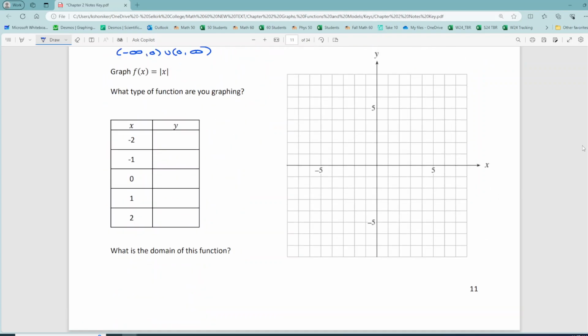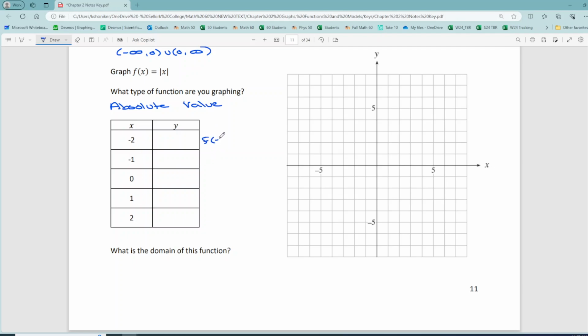The last graph that we're going to do is this one. This is called an absolute value graph. Now, we do not graph these in Math 50. But somehow either you're expected to know this as a base graph in Math 60. So let's just graph it using x values. So I'm going to put -2, -1, 0, 1, 2.